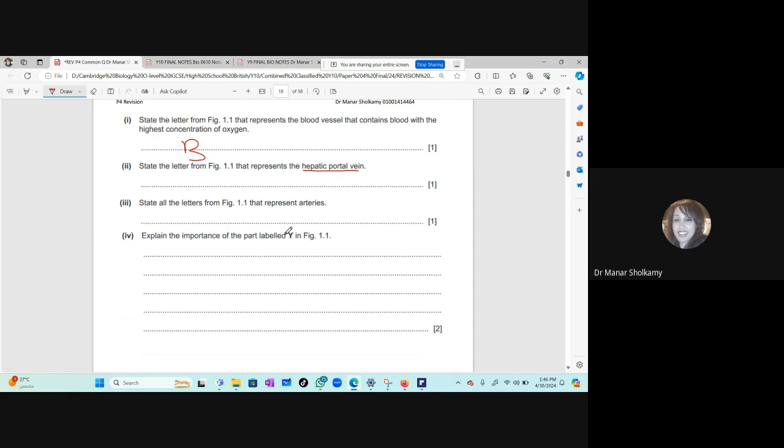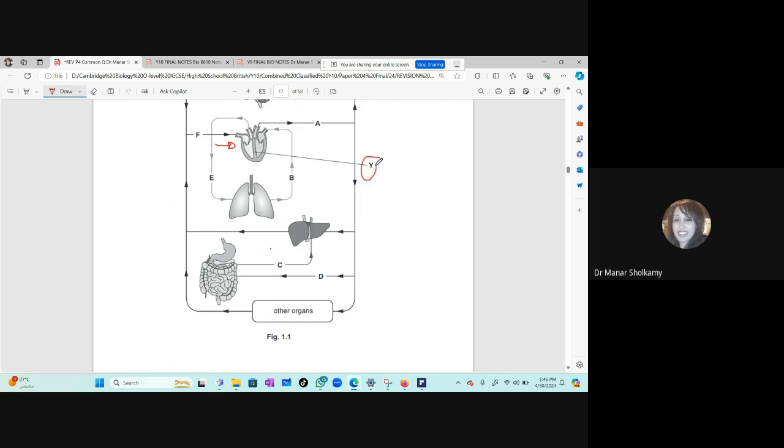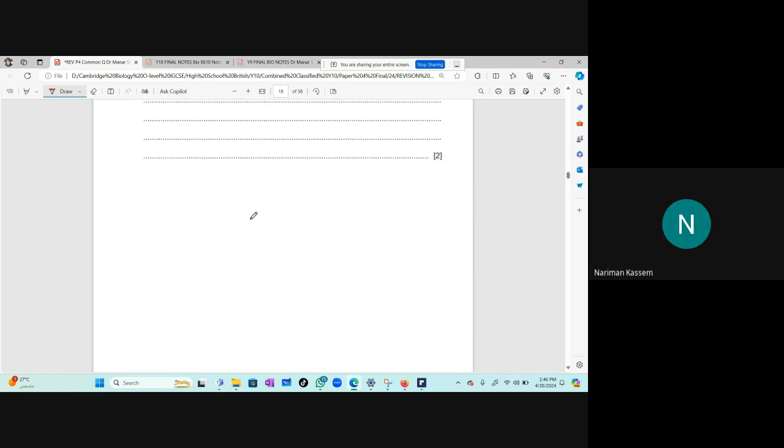Explain the importance of the part labeled Y. Now, this is also very common. What is Y? The septum. Why is it important? It divides the heart into two sides. It separates the oxygenated and deoxygenated blood. Yes, all of you are correct.